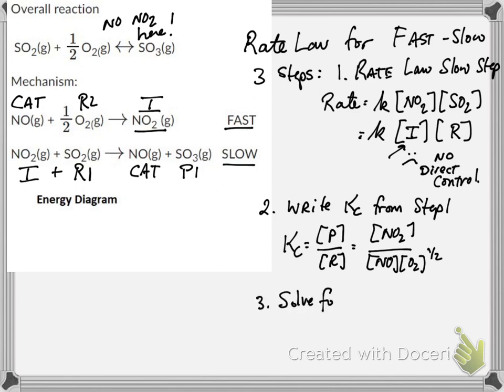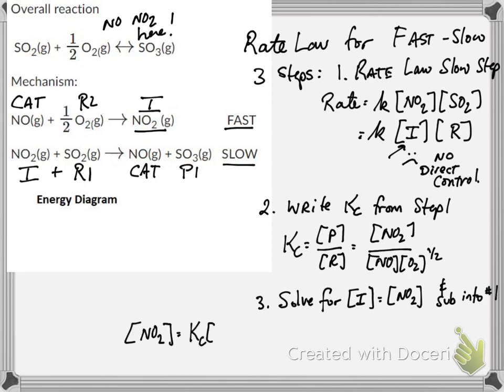And so now, in the final step, we can solve for the concentration of the intermediate, and we're going to substitute into step 1. So we do that for NO2, we get Kc is equal to NO times O2 to the 1/2. And so if we substitute that expression into step 1, we're substituting in for the concentration of NO2, and we get this expression. So k times Kc, NO, O2 to the 1/2. That's what NO2 was. And then times SO2, which was already present.